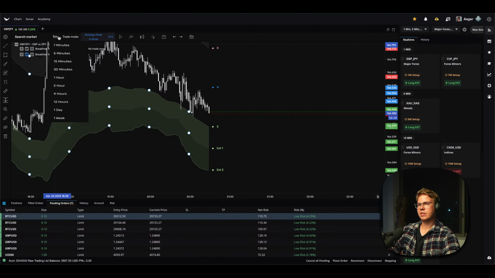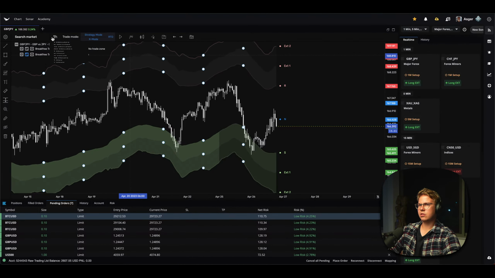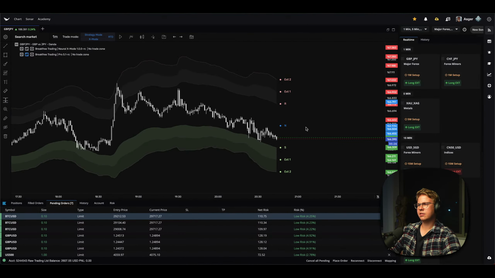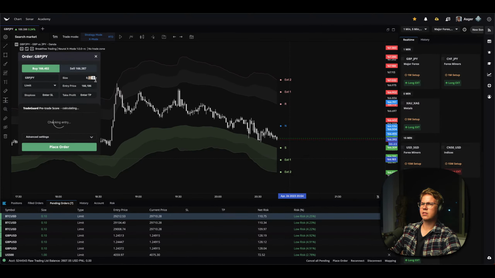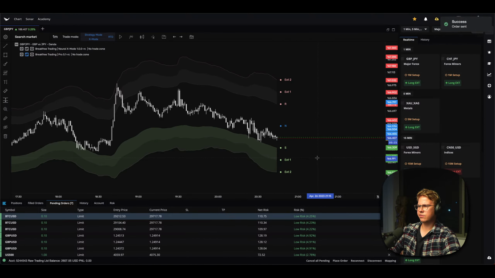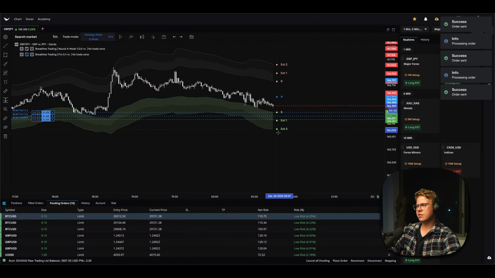Let's have a look at this market. What do we have? GBP JPY, uptrend. Let's try to buy it here. Something like this, 0.5, 3% risk, that's fine. We'll repeat it here, we'll repeat it here, and then we'll actually keep buying this all the way down to here.